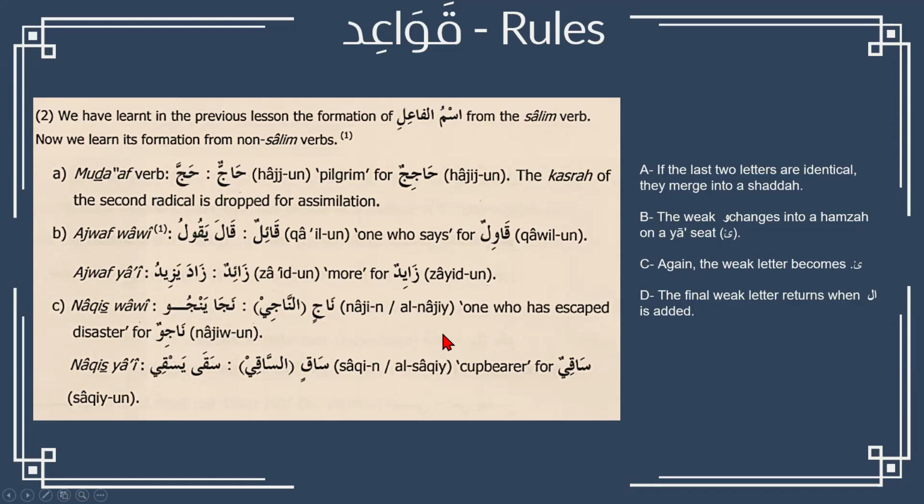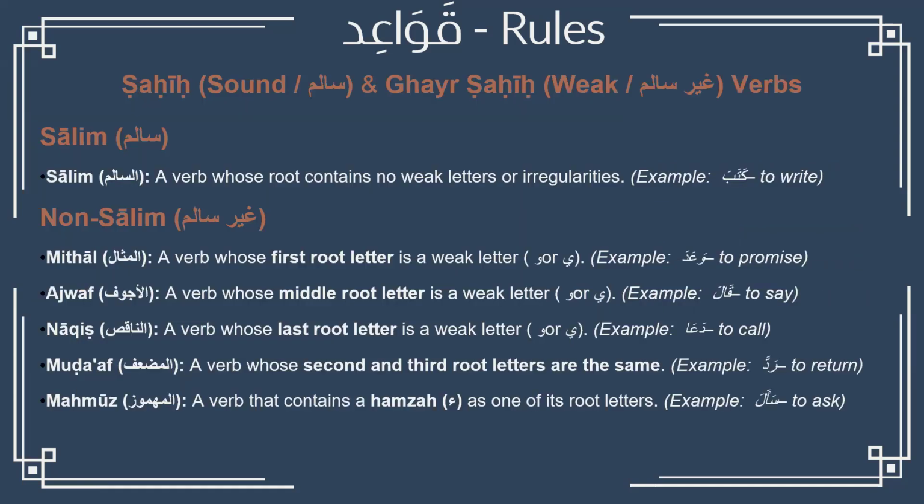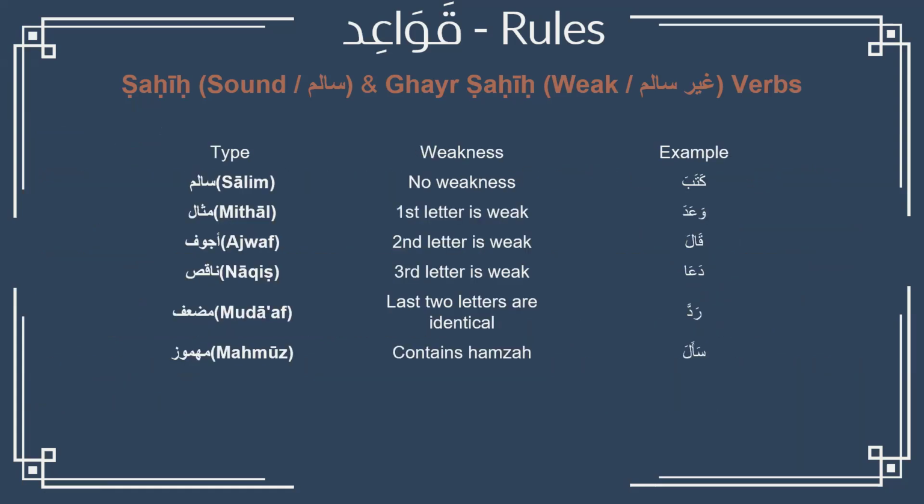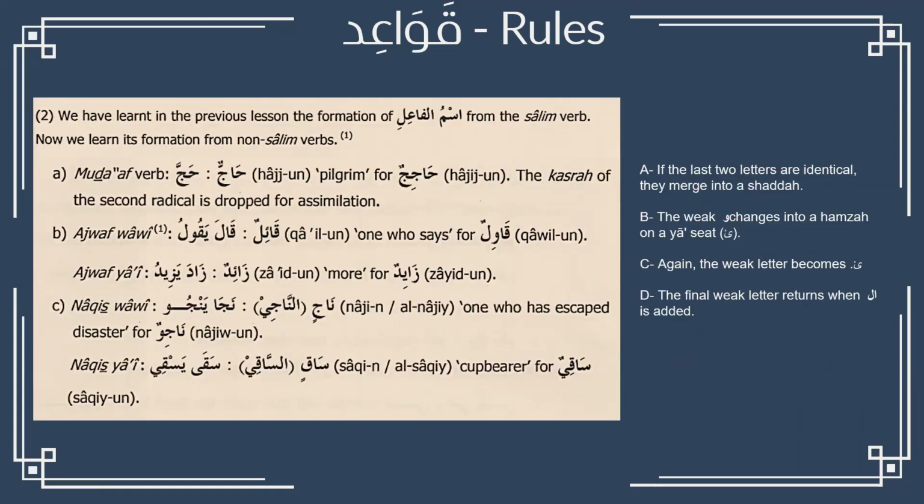Naqis wawi. What is naqis wawi? It is najja yanju. It will become najin. Remember what the naqis was. If you go back over here, naqis is where you have a verb whose last root letter is a weak letter, ya or the waw. So if you look at this example, what is the problem over here? Naja, yanju, both have the weak letters over here, right? And then you'll change it into najin.